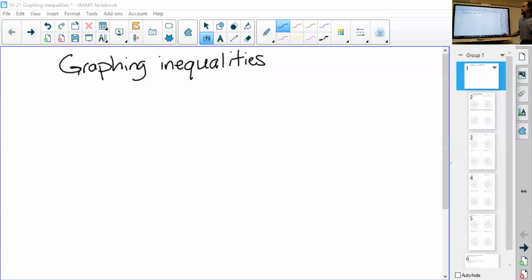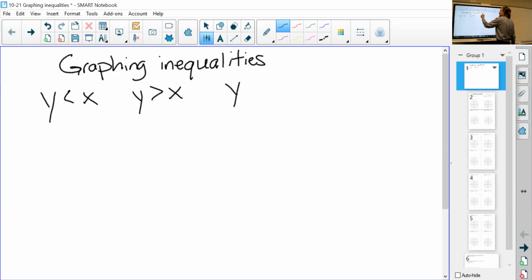Okay, now something totally different. It's graphing inequalities. So we'll start off, we'll take some quick notes. It's really only a couple key points to graphing inequalities to keep in mind. So I'm going to put up just some basic functions. So y less than x, y greater than x, y less than or equal to x, or y greater than or equal to x.